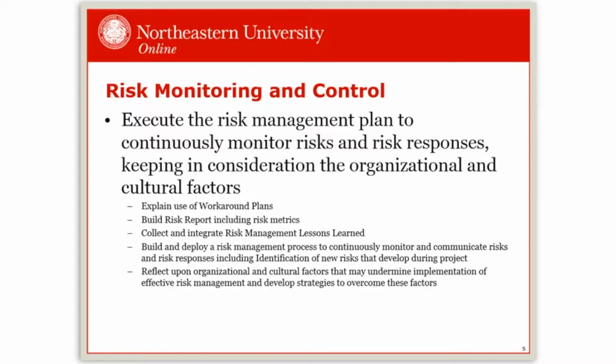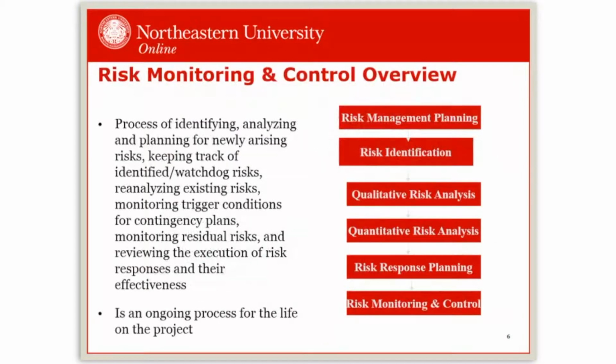Remember, our project is iteratively and progressively elaborating. And what new risks can we see now that we couldn't see before? And have we planned to address those? This lesson is about the execution of our risk management plan. Within the context of your organization, there are a few things that we haven't talked about yet, particularly workaround plans and building your risk reports. We'll spend some time looking at lessons learned. We've really talked about building and deploying, and then your organizational factors.